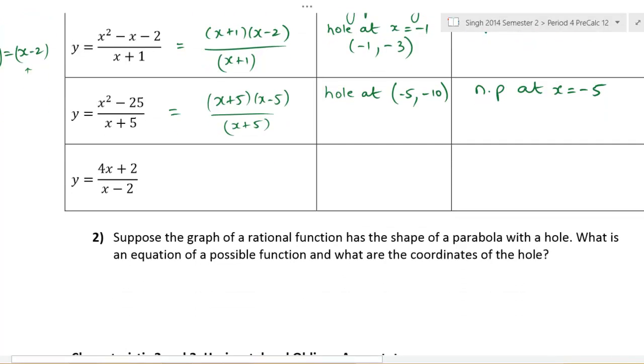One last example from this section here. Again, start off by taking out factors, fully factored form. So the fully factored form of that is going to be 2 brackets 2x plus 1 over x minus 2. Again, I have a non-permissible value at x equals 2, which means a vertical asymptote. Again, it's a vertical asymptote because there's no common factor between top and bottom.